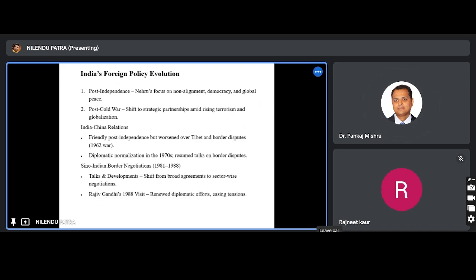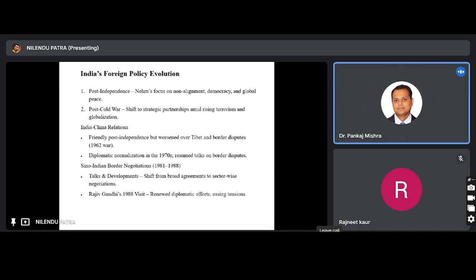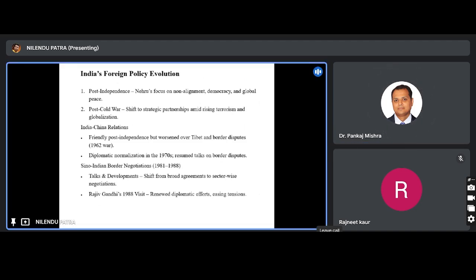Negotiations: talks developments shifted from broad agreements to sector-wise negotiations. Rajiv Gandhi's 1988 visit renewed diplomatic efforts, easing tensions.